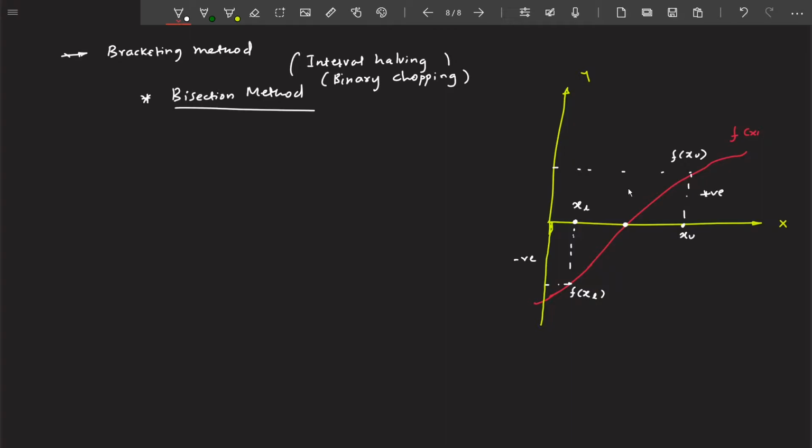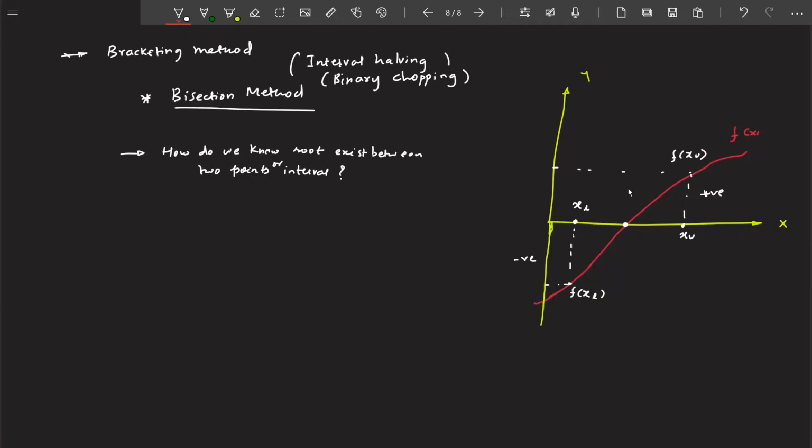So before moving further, how do we know that the root exists between two points? Can you guys answer this question? How do we know the root exists between two points or an interval? Okay, so how can we say that yes, the root exists between these two points?